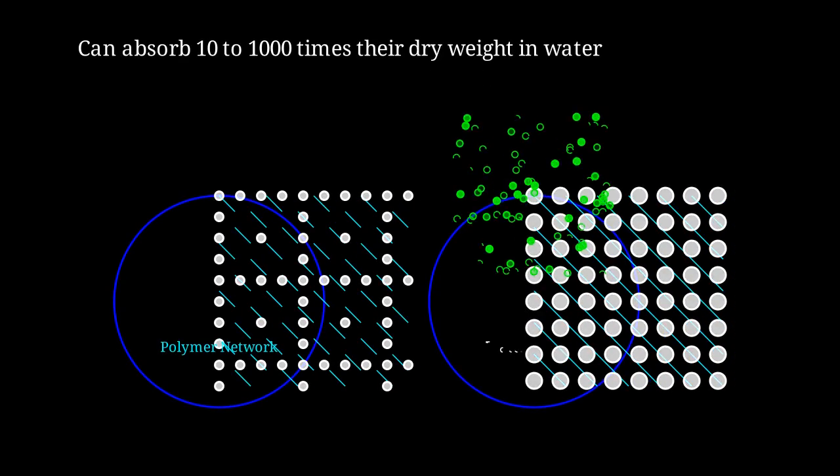Here's a visual representation. On the left we see the dry polymer network with crosslinks represented as white nodes. On the right, when water molecules shown in green penetrate the network, the hydrogel swells significantly while maintaining its structure.